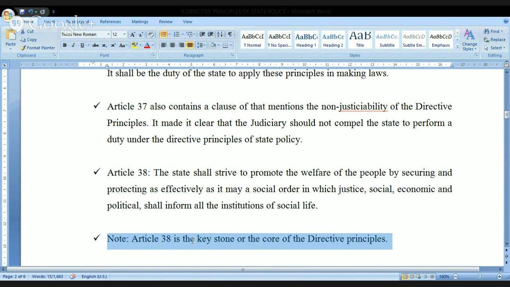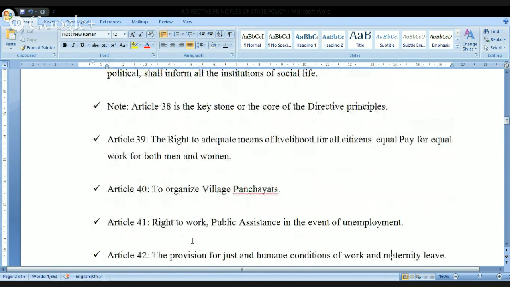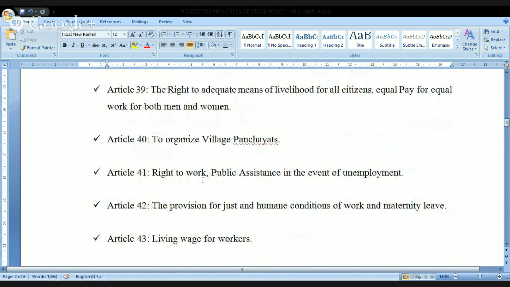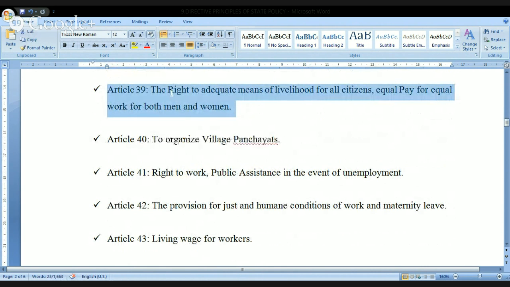Because you are talking about justice. Next, Article number 39 is talking about the right to adequate means of livelihood for all the citizens, and equal pay for equal work for both men and women. Meaning, the state should always strive to provide equal pay for equal work for both men and women.